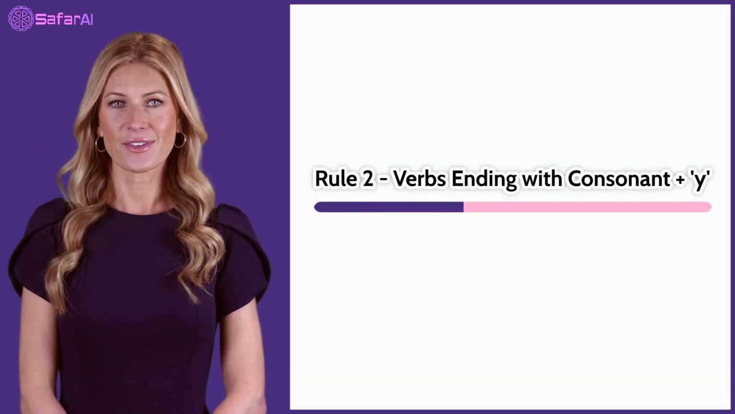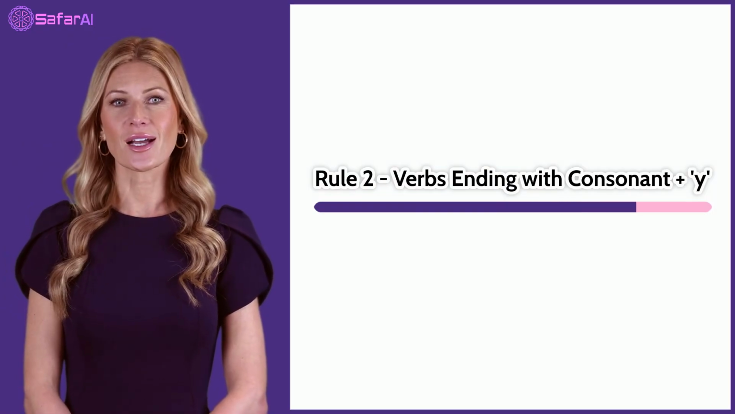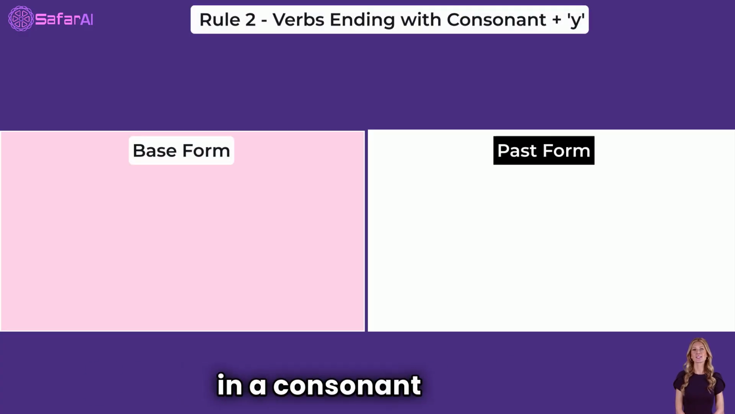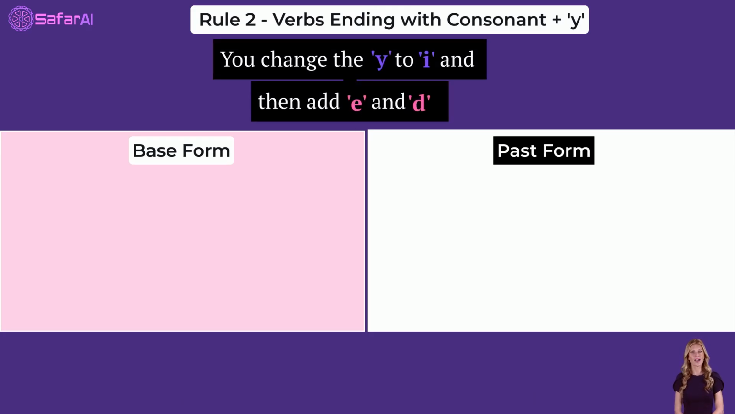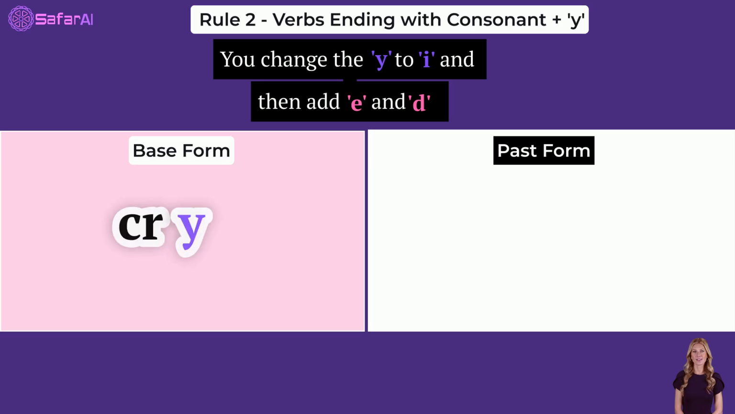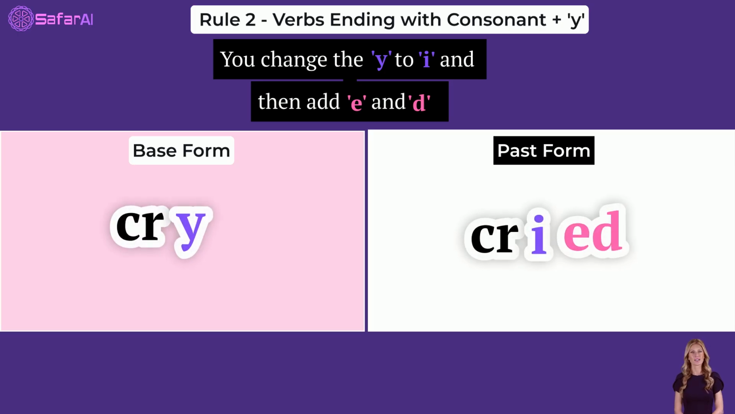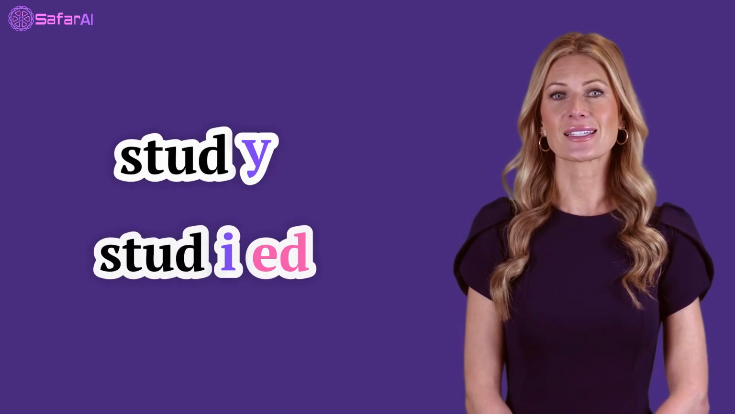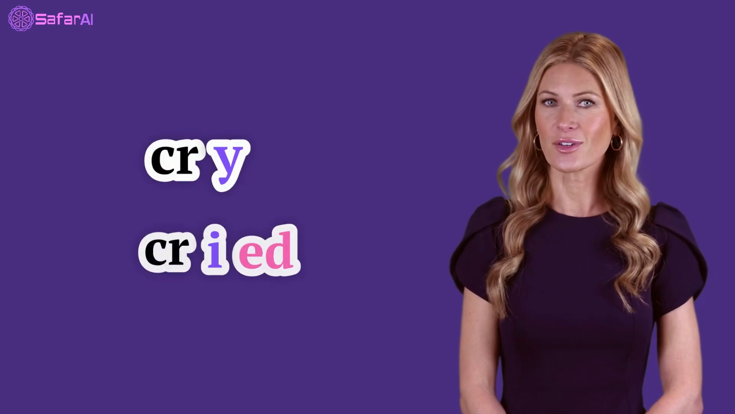Rule 2. Verbs ending with consonant plus Y. Now let's look at verbs that end in a consonant plus Y. For these verbs, you change Y to I, and then add E and D. Let's see some examples. Study becomes studied. Cry becomes cried. Say these with me. Study, studied. Cry, cried. Great job.